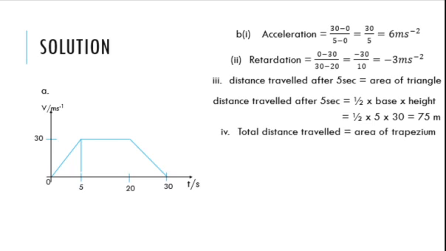All right, the next question says calculate total distance traveled. So now you look at the whole shape of the graph. The total shape under the graph is a trapezium. So in this case, you use the area of a trapezium to get the total distance traveled, and that will be half times the sum of the parallel sides times height. So half times the sum of the parallel sides, this line and this line are the parallel sides.